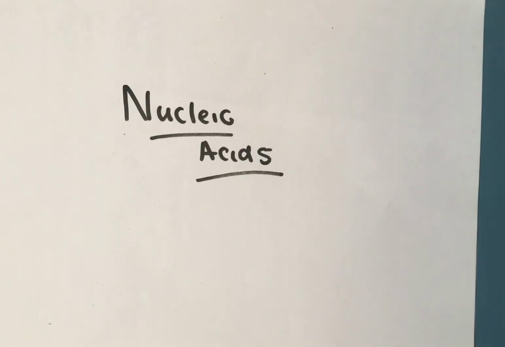Today we're going to be focusing on nucleic acids or nucleotides. In today's video we're going to know what a nucleotide is, the components of a nucleotide, how nucleotides are joined together to form polymer molecules, and the different bases that consist of nucleotides and whether they're purines or pyrimidines. And without further ado, let's get started.